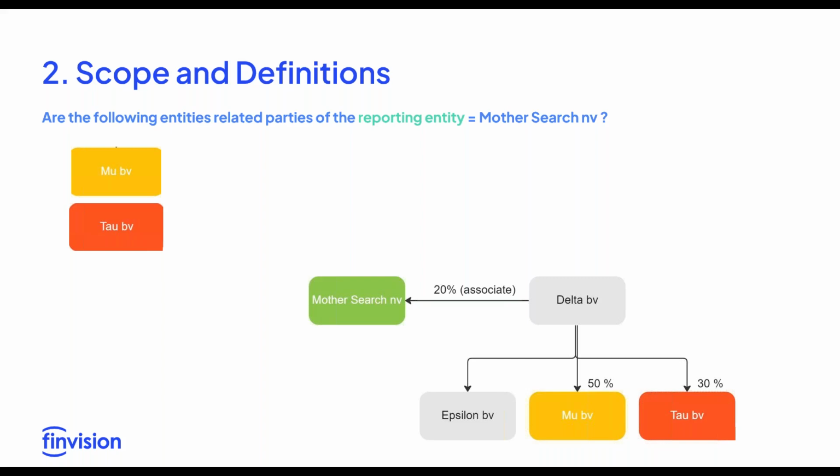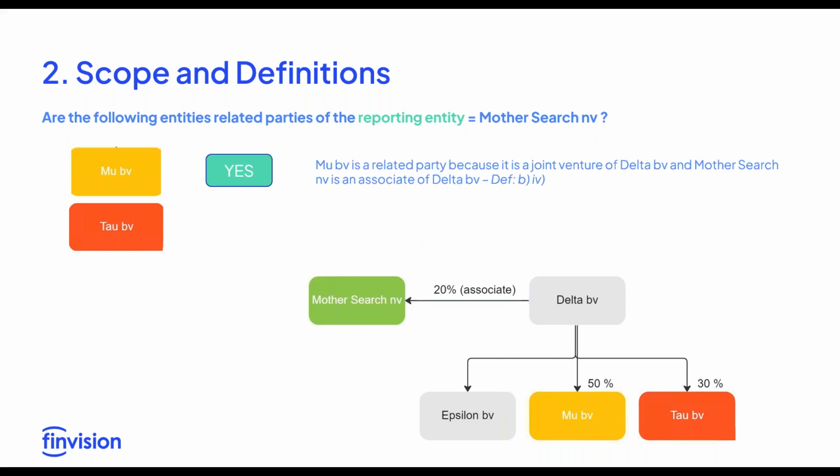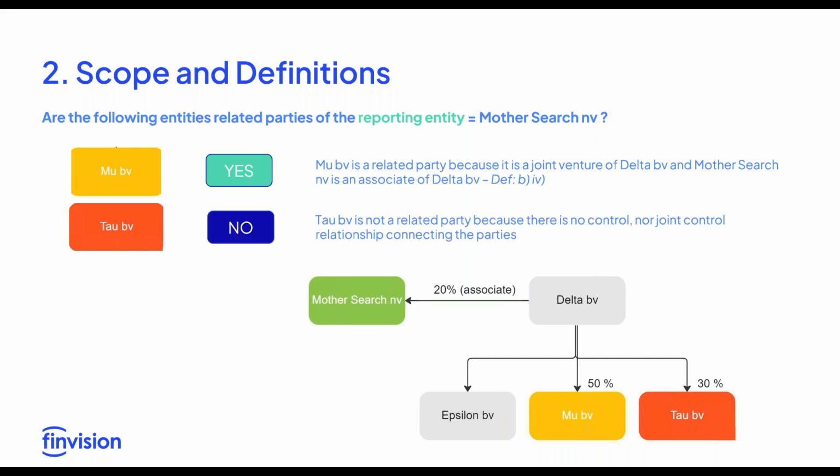And then we have Mu and Tau. And for Tau, I think Mu, we also discussed it during the answers in the poll. But for Tau, that is not a related party because there's no control nor joint control relationship that is connecting the parties. Tau BV is an associate of Delta. So there's no control nor joint control of Delta over Tau. And therefore, it is not linked to Mother Search that is also an associate. So here we have 2 times significant influence. In that case, we do not have a related party relationship. There should be at least one control or joint control link.